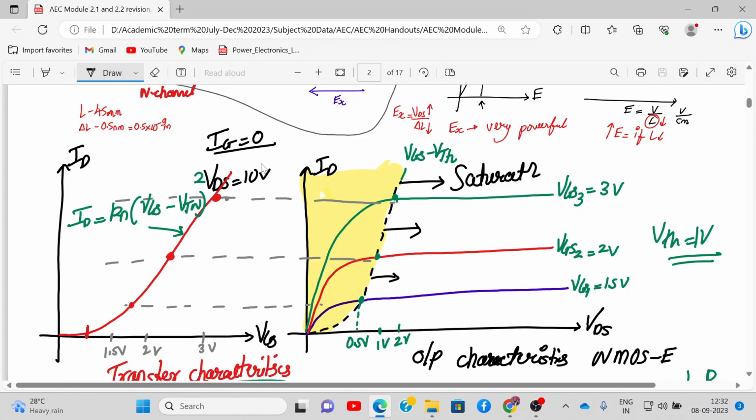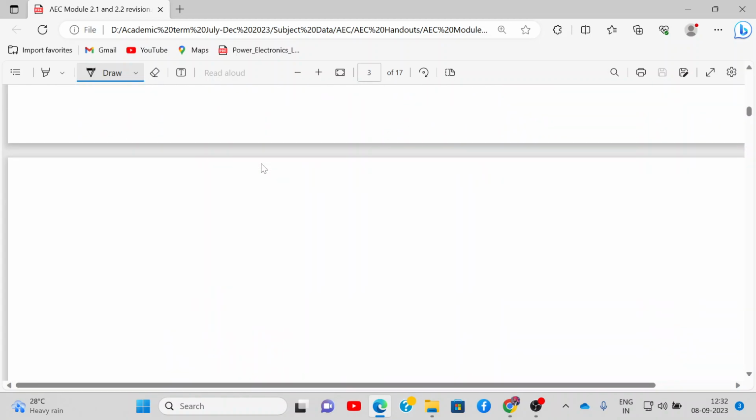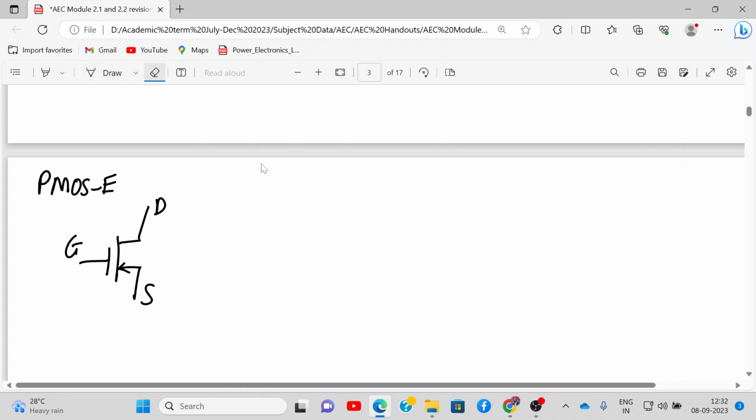Now let's go to, this was about N channel enhancement type MOSFET. Now I will draw the characteristics for other types also. So let's consider PMOS E type. What will be the symbol? The arrow will be inwards. This is gate, and this will be source terminal. And the 4 terminal symbol you can draw similarly.